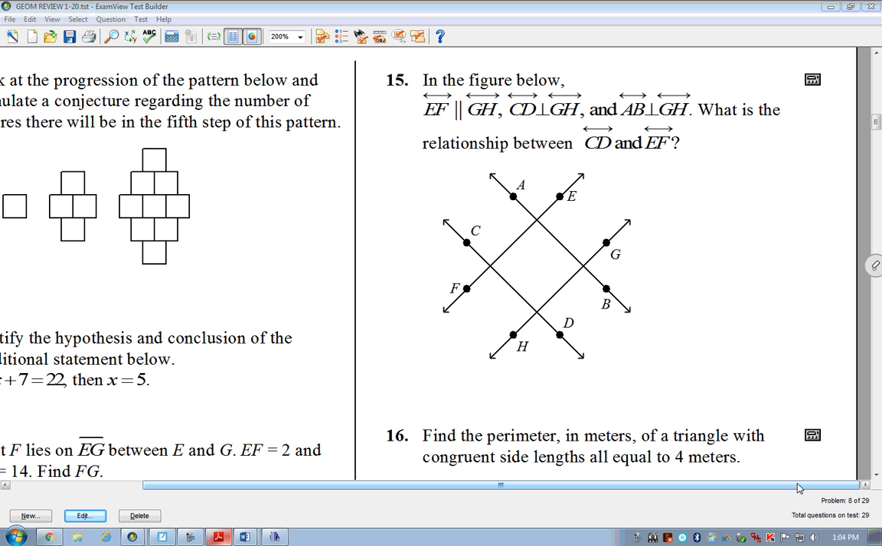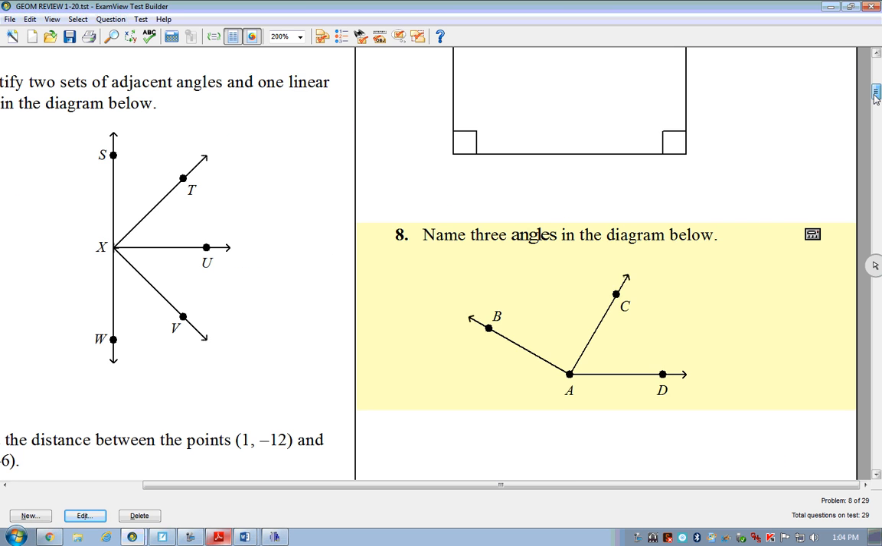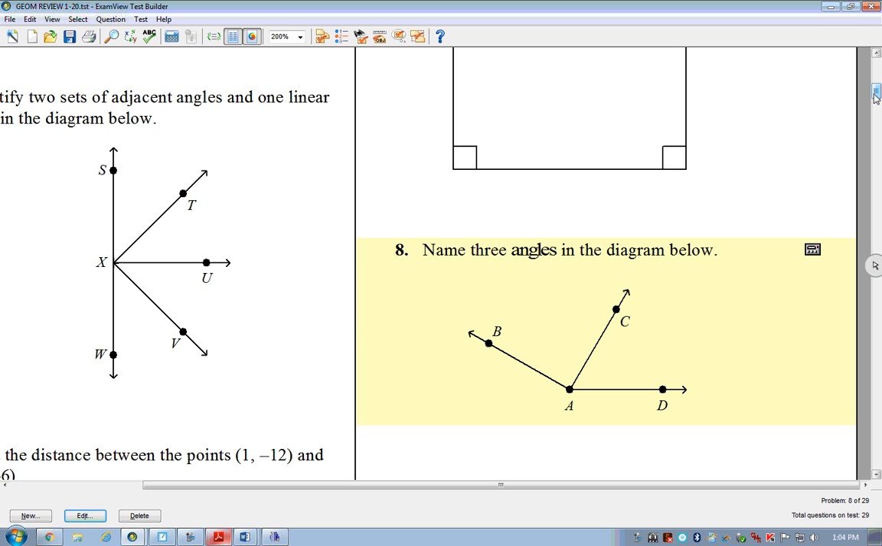From there, let's look at question number 8. Name 3 angles in the diagram. Somebody name me one angle. Idali? Angle BAC, is that what you said? Okay, angle BAC. Good. Zach? Angle CAD. There should be one more. Kylie? Angle BAD. Very good.